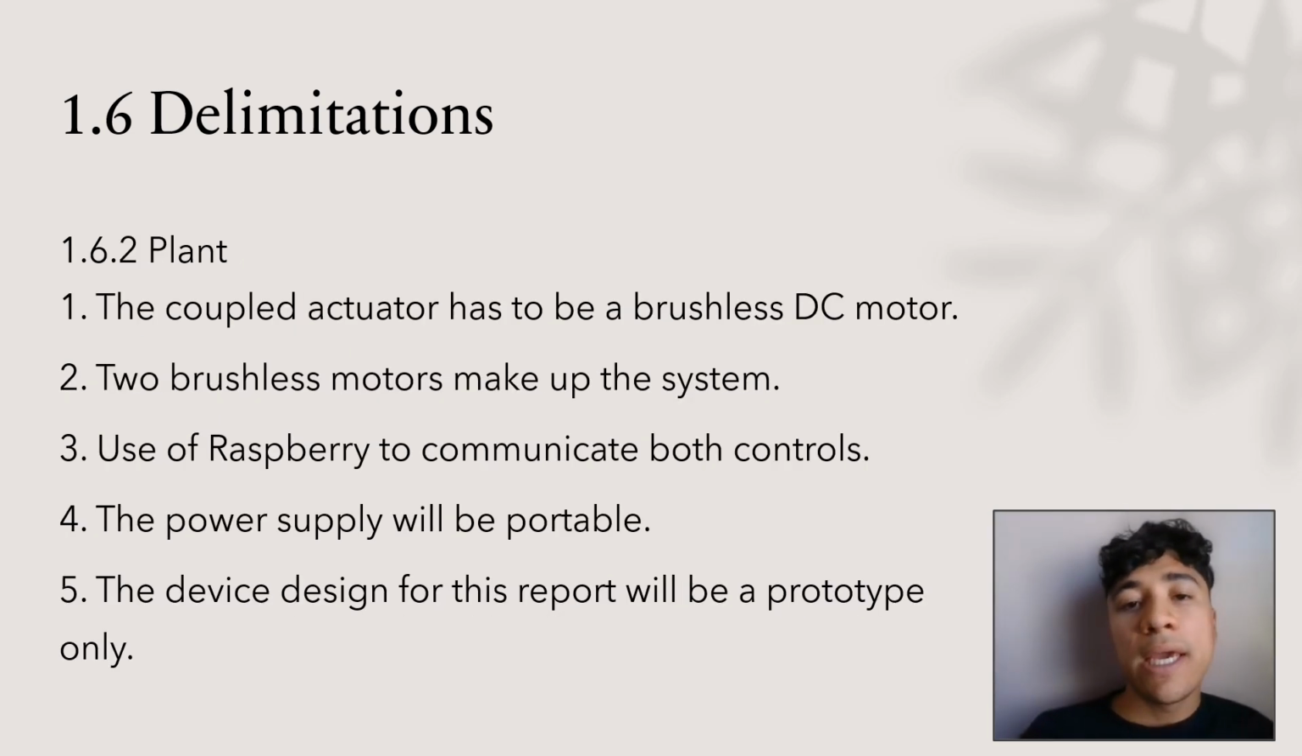About the plant, the couple actuators are going to be brushed DC motors, and we're going to have two types of these motors. Also, we're going to use a Raspberry Pi to communicate these two types of controls. The power supply is going to be portable, so the user can move freely, and the design of the device is going to be a prototype.